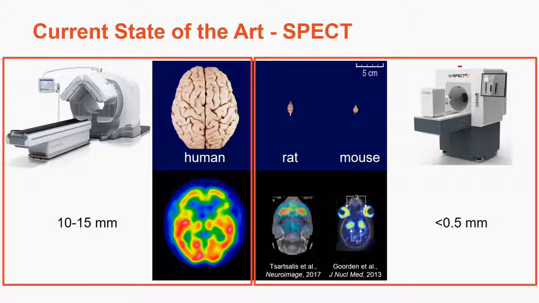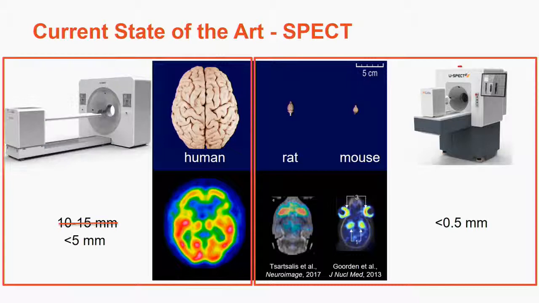And so we can produce really nice images of both the rat brain and the mouse brain, but just keep in mind there is still a very big sensitivity gap there compared with PET. But if you're able to image for long periods of time and or give a bigger radiation dose, you can achieve very good imaging results in both of those species.